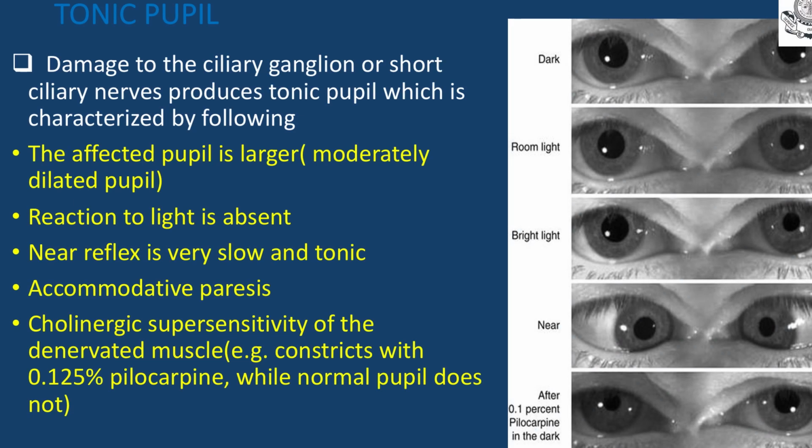Tonic pupil. Damage to the ciliary ganglion or short ciliary nerves produces tonic pupil, which is characterized by the following. The affected pupil is larger, moderately dilated, reaction to light is absent, near reflex is very slow and tonic, accommodative paresis, cholinergic supersensitivity of the denervated muscle, constricts with 0.1 to 0.5% pilocarpine, while normal pupil does not.